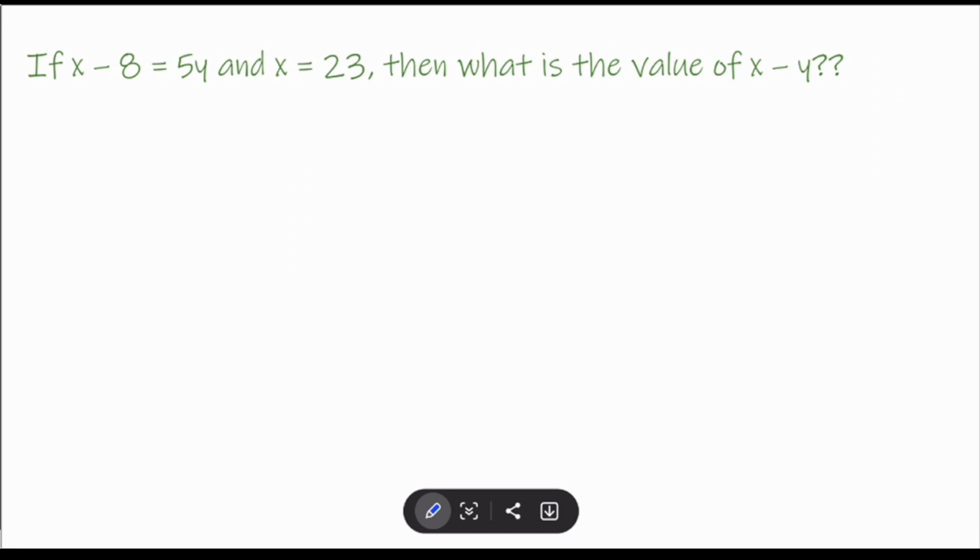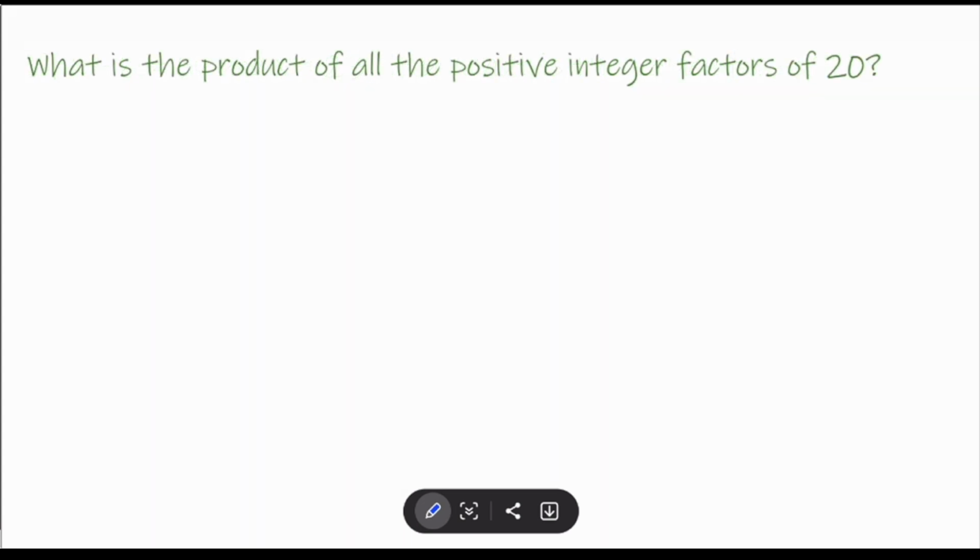So y is equal to 3. I'm going to go back to here: 23 minus y, where y is 3, so 23 minus 3 is 20. So x minus y is equal to 20. Okay, so let's answer this.